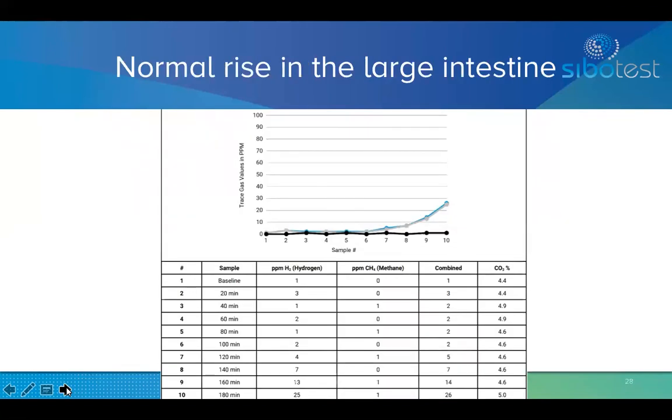This is what we do expect in a patient, is that by about usually 120, but in this case more 160 or 180 minutes, we see hydrogen rising as that substrate reaches the large intestine. This is why we do a 3-hour breath test, to ensure that we see something happening in the large intestine. So this is normal.